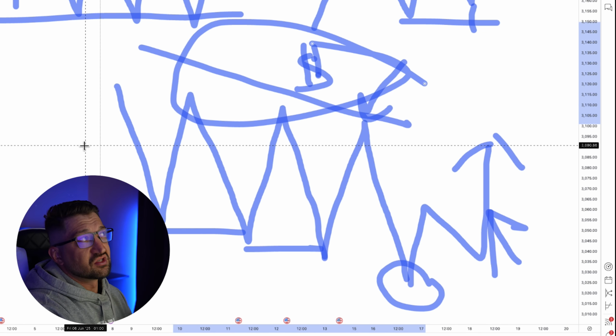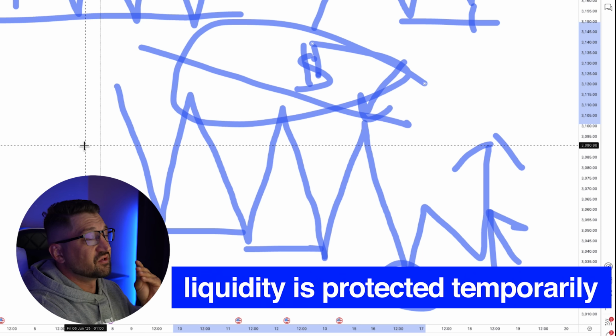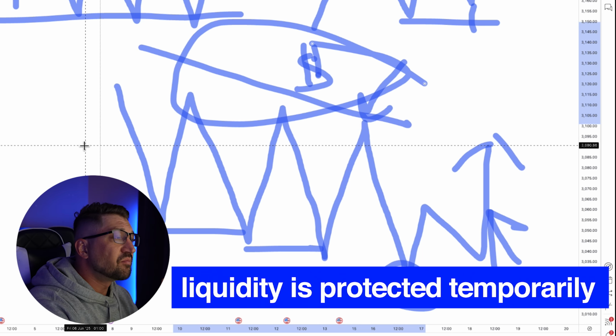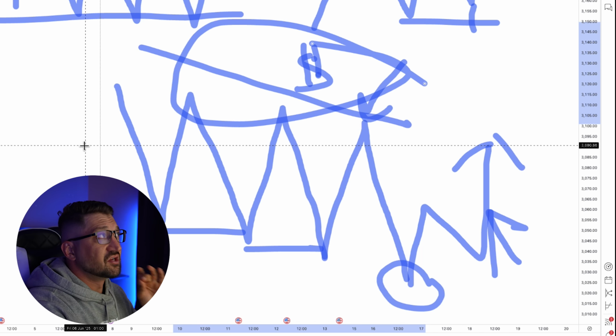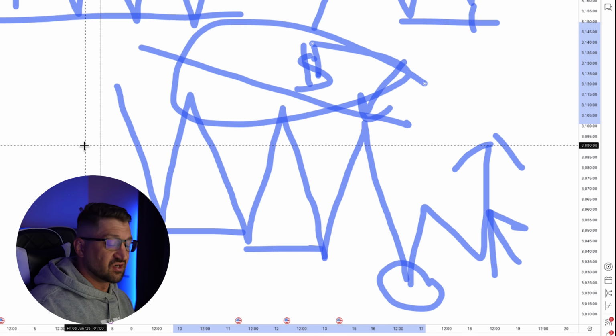So it's important to understand with CMC bearish and bullish that liquidity is protected temporarily, and at some point we're going to be looking to take it out. This could take days, this could take weeks, maybe months. It's just important to understand it's there. There's more context when we go to put it all together.